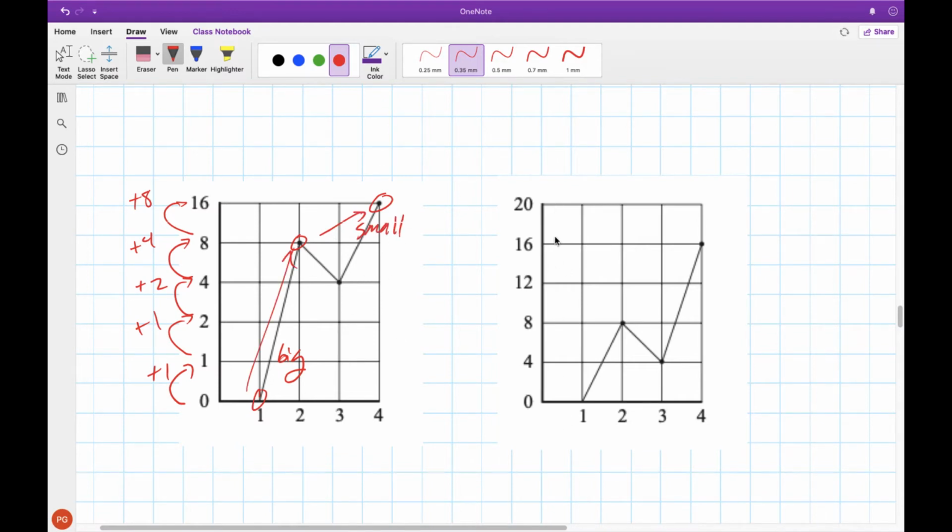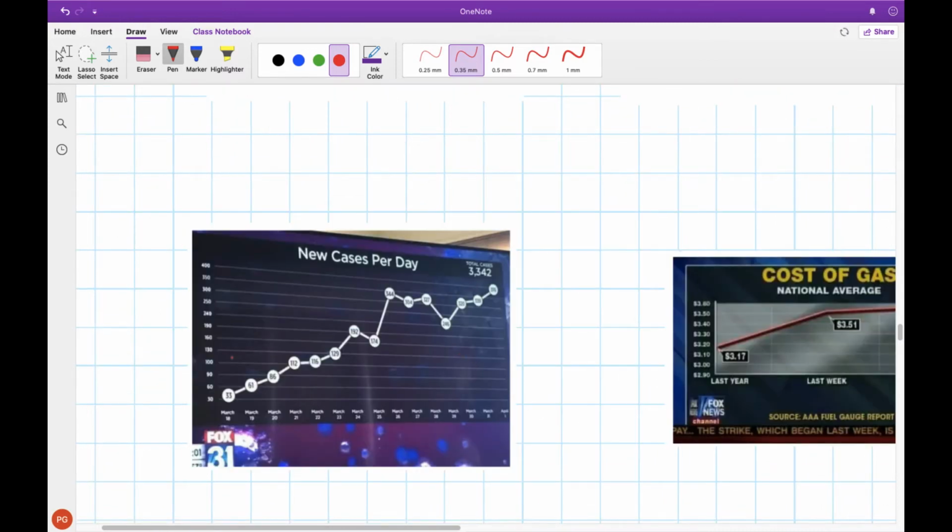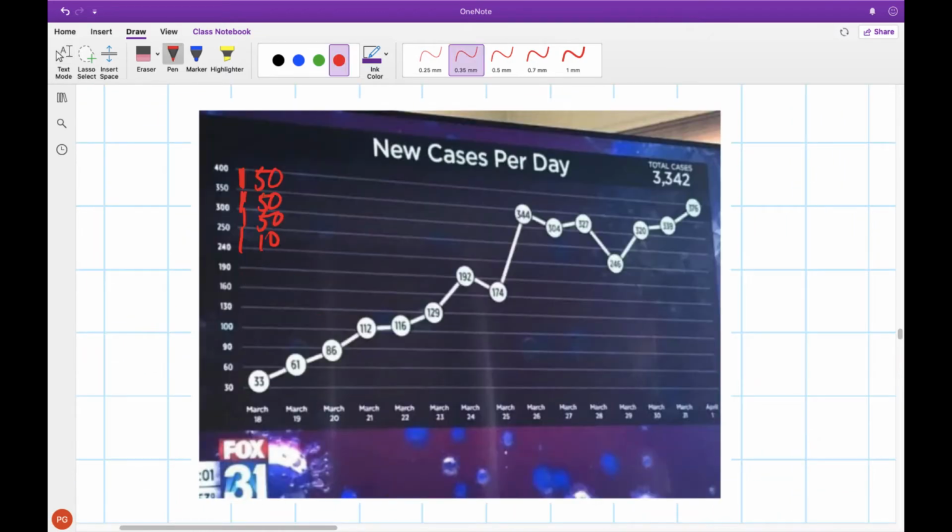If we regraph it using a more appropriate scale, we can see that this difference here is the same as this difference here. The word that the book uses in this case is irregular scale. So if you see that, that's what they mean. The spacing isn't even. An example of this in the real world: the graph here looks like we've got a fairly regular upwards trend. If we look carefully at the graph here, the first couple increments are at 50, but this one here is only 10. Then it shifts back to 50, then it shifts to 30.